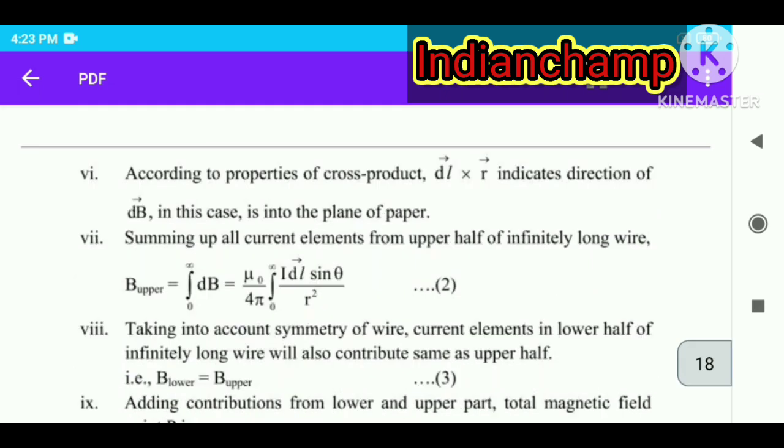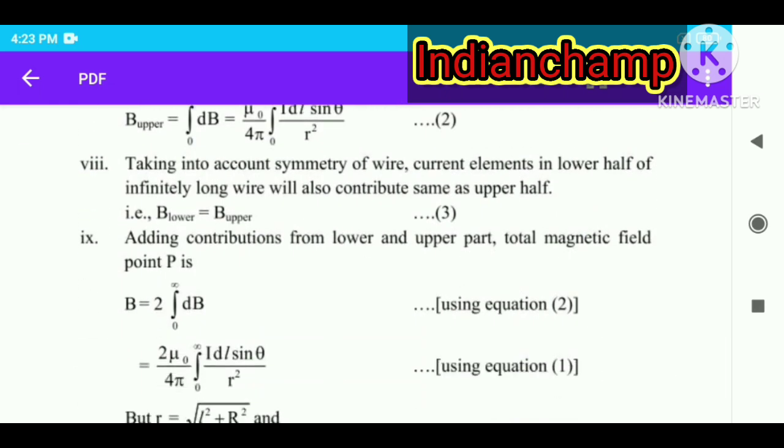Equation second. Eighth, taking into account the symmetry of the wire, current elements in the lower half of the infinitely long wire will also contribute the same as the upper half, that is, B lower equals B upper. Equation third. Ninth, according to the contributions of lower and upper parts, the total magnetic field at point P is B equals 2 integration 0 to infinity dB, using equation second, equals 2 mu0 divided by 4 pi integration 0 to infinity I dl sin theta divided by r square. Equation fourth.